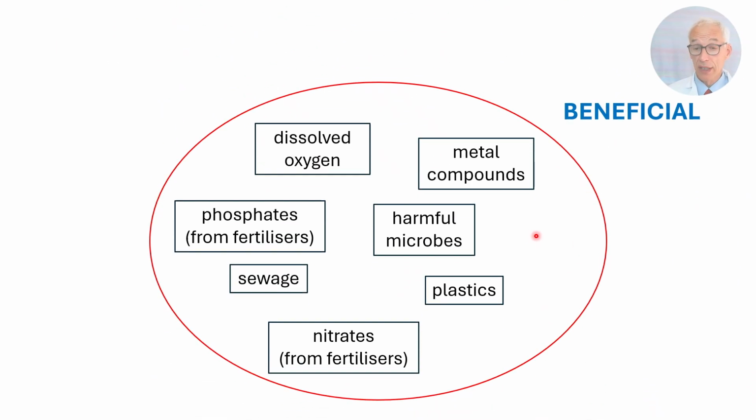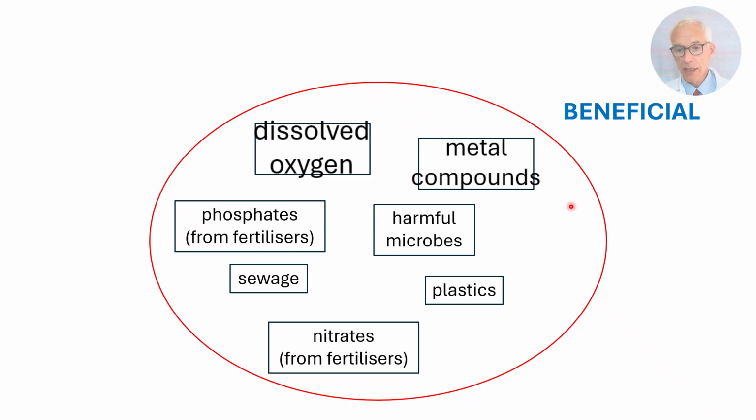Further to recalling the 7 substances, which of the 7 would be beneficial to the environment? Have a look at the 7, decide which, if any, would be beneficial to the environment. Okay, I'm going to tell you if you are ready. Dissolved oxygen, obviously, aquatic life depends on it. And dissolved metal compounds, that is minerals, also beneficial.